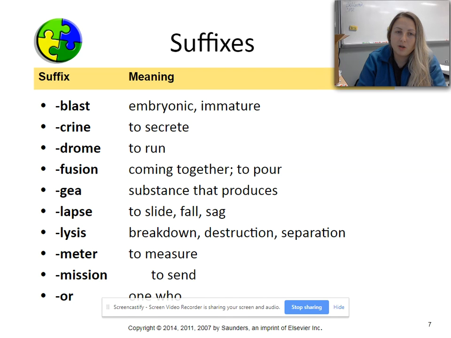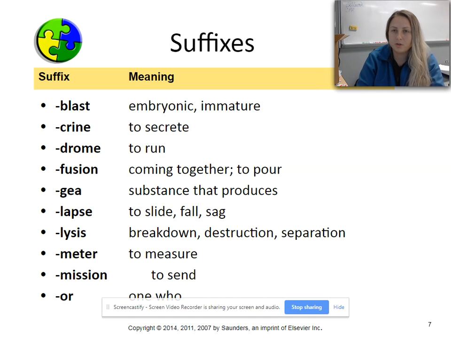Blast is embryonic or immature, like an osteoblast is an immature bone cell. Crin is to secrete, like an endocrine secretes hormones into the bloodstream. Drome means to run. Fusion, coming together or to pour.